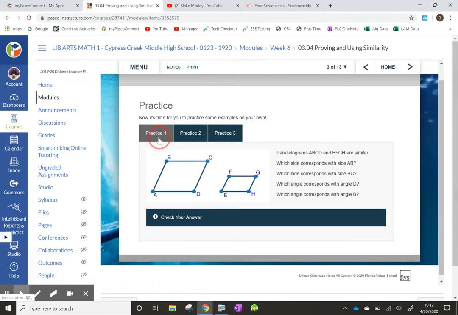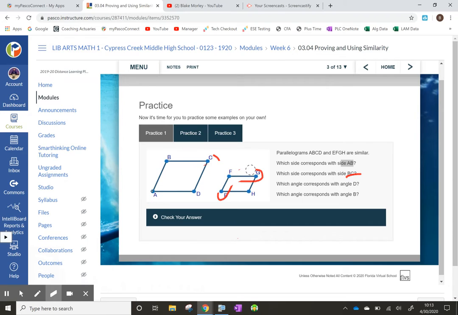All right, so some practice problems. Practice 1, just determining which side corresponds with what. So side AB is this side here. And for the other triangle, I would say it corresponds with EF, right? For side BC, which is the top here, I would say it corresponds with FG.